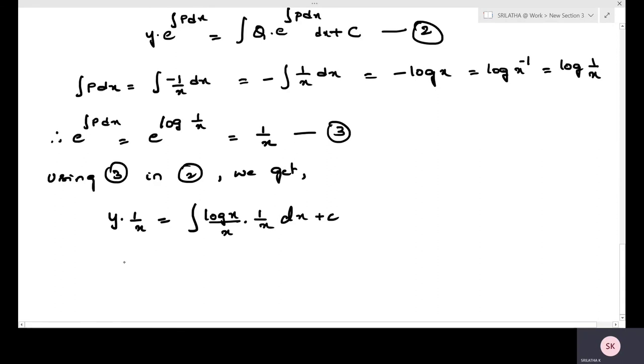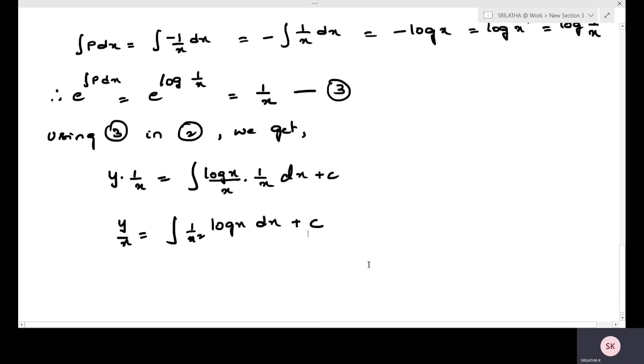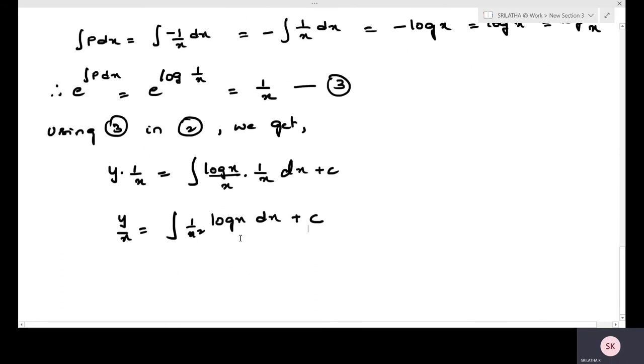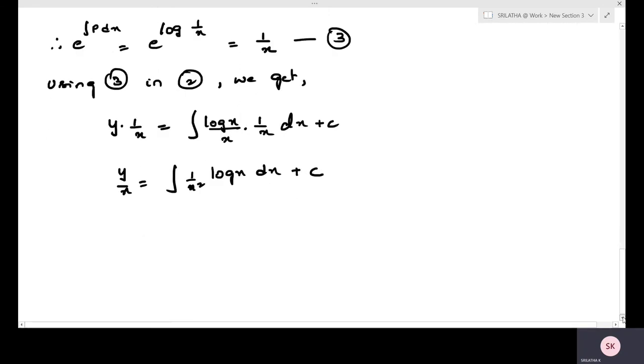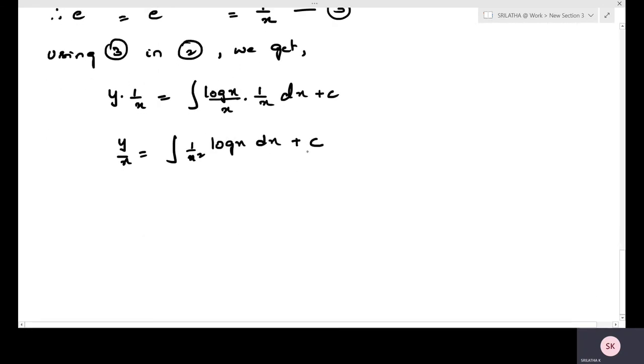So now this will be 1 by x is equal to integration of 1 by x square log x dx plus c. Now for integrating, what should I do? Here I have 1 by x square log x, so I have to use the by parts formula. For that, which one should I take? According to the ILATE formula, I have to take the logarithmic function as the first function and 1 by x square, which is an algebraic function, as the second function.